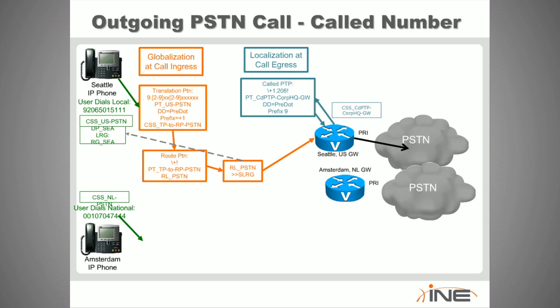Okay, so let's take a look at the Amsterdam phone dialing 001, so 0 for the PSTN, 0 for long distance, 10 704 7444. They look to their CSS. The CSS finds a partition. CSS Netherlands PSTN finds partition Netherlands PSTN and a matching translation pattern of 00 and then next digit 1 through 8. And then this would have been, let's see, 8 more digits, looks like, for a total of 9 plus the 010 plus the PSTN 011. Yes.